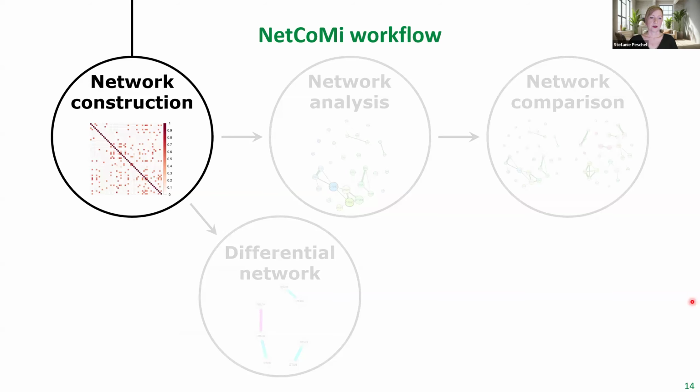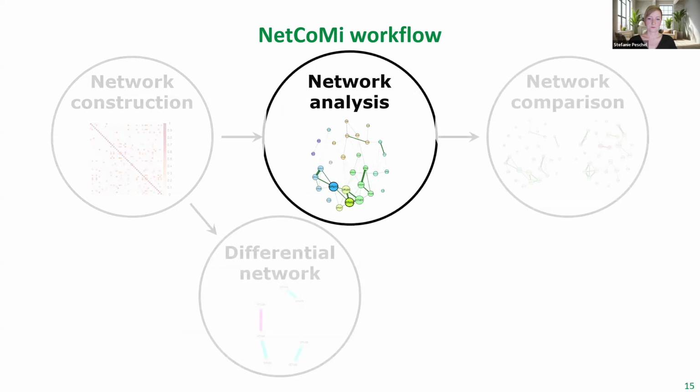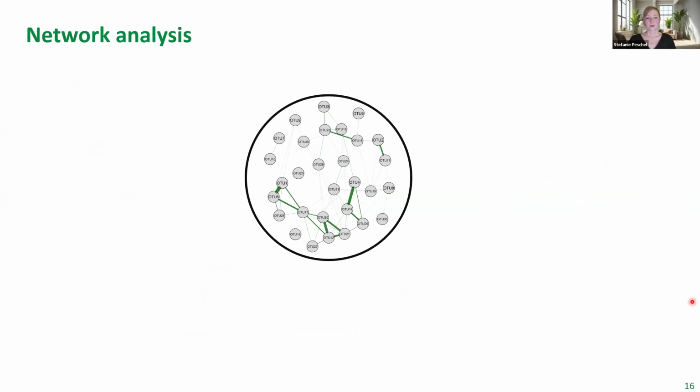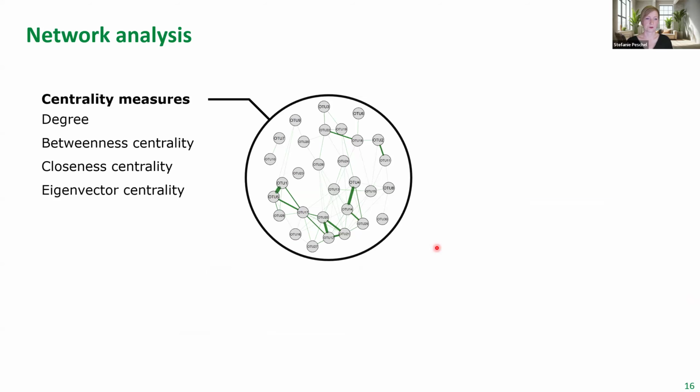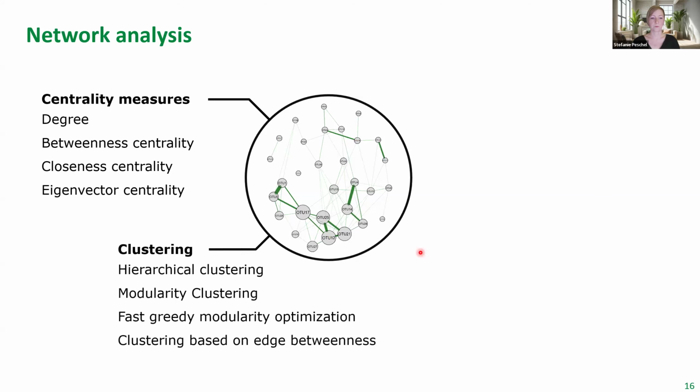Okay, so let's assume you have now constructed your network. Then the next step is network analysis. Here's a short overview of the methods provided by NetCoMi. And here in the middle of the slide, you can always see some highlights in the network plot, which is also done with NetCoMi. So you have the option to highlight centrality measures by node sizes, for instance, here. So larger nodes mean that these taxa are more important in the network.